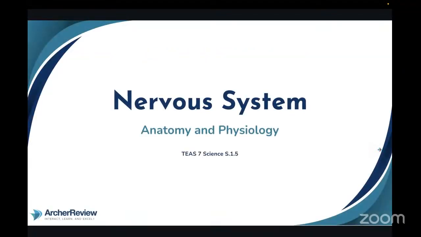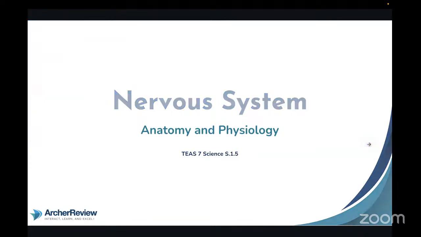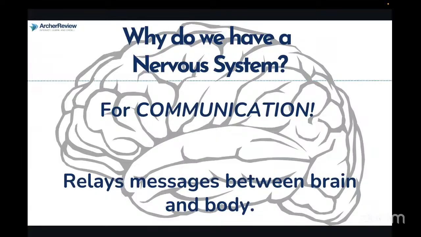All right, the nervous system is next. Why do we have a nervous system? The answer is simple here. For communication, our nervous system relays messages between the brain and the rest of the body.